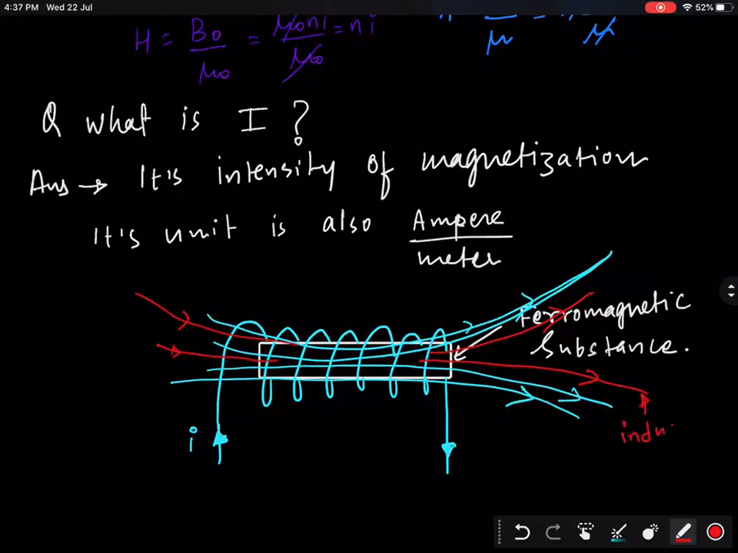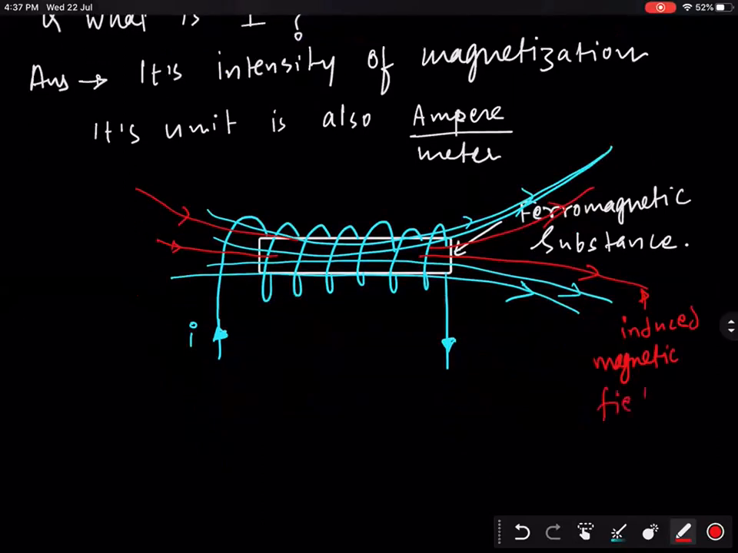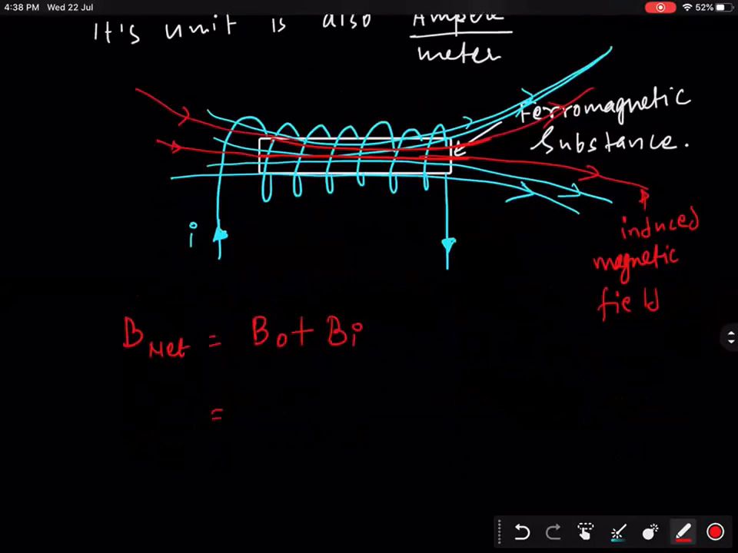What does this red color magnetic field line represent? Induced magnetic field. Now, what is the net magnetic field inside the magnet? External magnetic field plus induced magnetic field. B naught plus induced, meaning the magnetic field created by the solenoid, H into mu naught, plus I into mu naught. Do you agree with that?